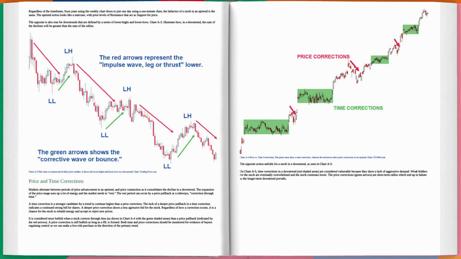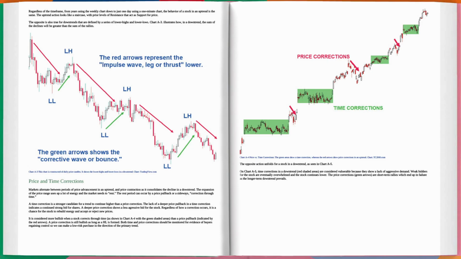Price and time corrections. Markets alternate between periods of price advancement in an uptrend and price contraction as it consolidates the decline in a downtrend. The expansion of the price range uses up a lot of energy, and the market needs to rest. The rest period can occur by a price pullback or a sideways correction through time.